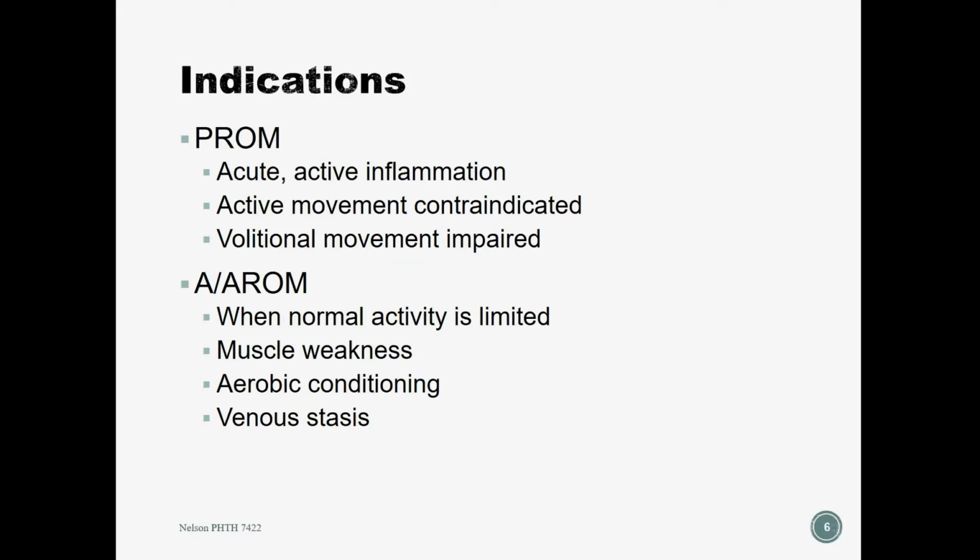When am I going to do active assistive or active range of motion? When normal activity is limited, but I need to have range of motion. If there's muscle weakness and I'm not able to get the range, then it's good to be doing range of motion exercises. You can do range of motion for aerobic conditioning. Now that patient probably has multiple medical things going on if range of motion becomes an aerobic training program, but it can be that case. And if there's some venous stasis, range of motion helps. Ankle pumps, an exercise post-surgery, is a classic example of that.